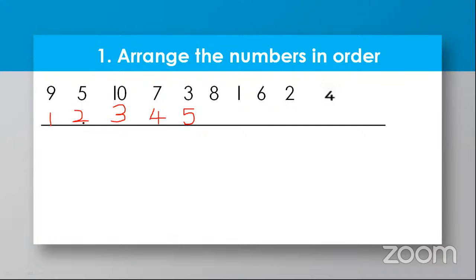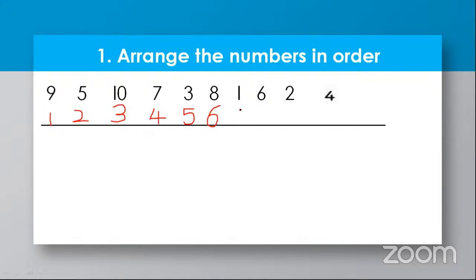1, 2, 3, 4, 5, 6. Wow, great. Number 6. Number 6 comes after number 5. Let us continue. What is the next number after number 6?